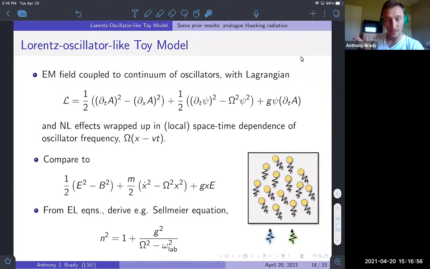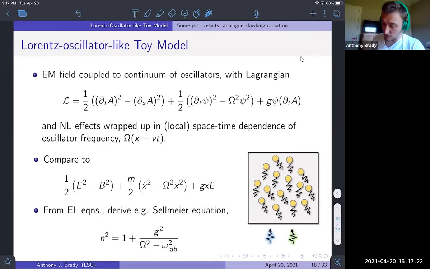All right, so here's the model that they consider in their paper. Effectively, it's a 1+1 dimensional model with an electromagnetic field coupled to a continuum of oscillators. This is a Lagrangian for the setup. This is the electromagnetic field where A is the vector potential. This is the free electromagnetic field Lagrangian, the free oscillator Lagrangian, and this is more or less just like a dipole coupling. Okay.